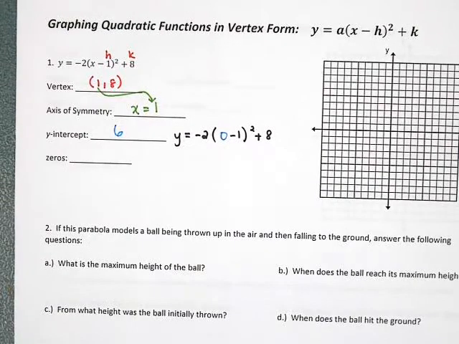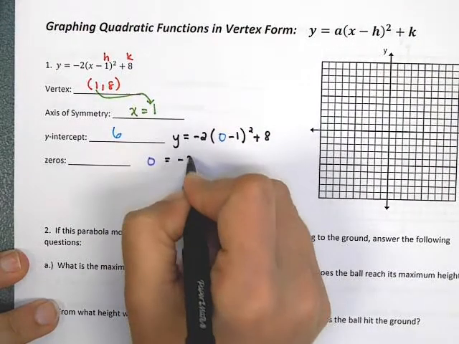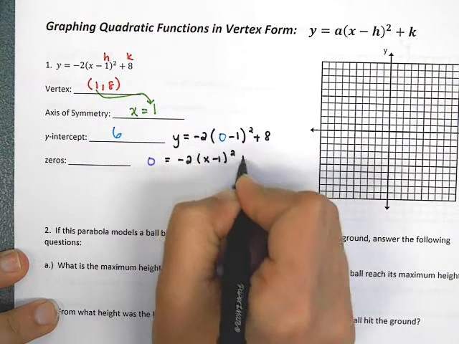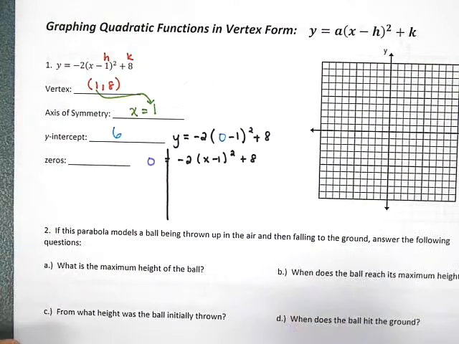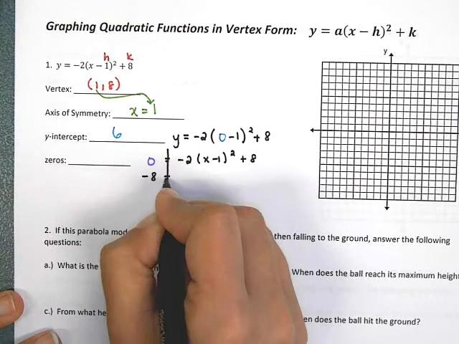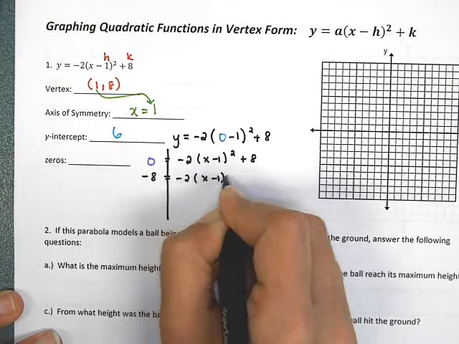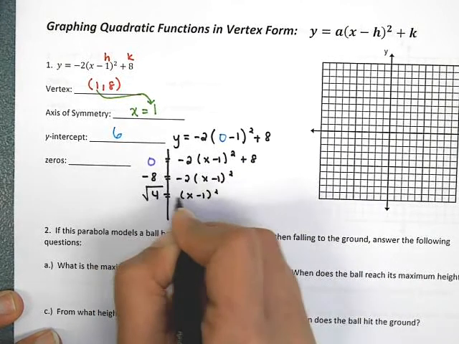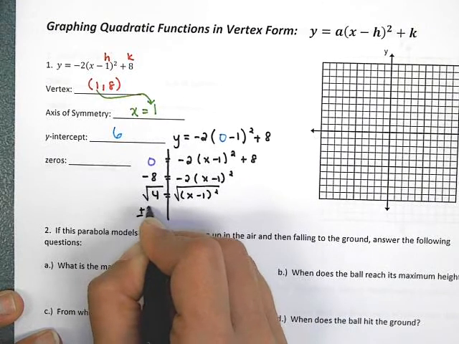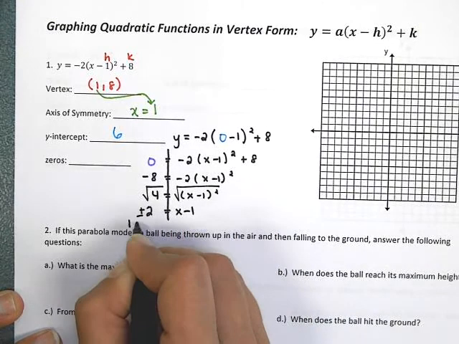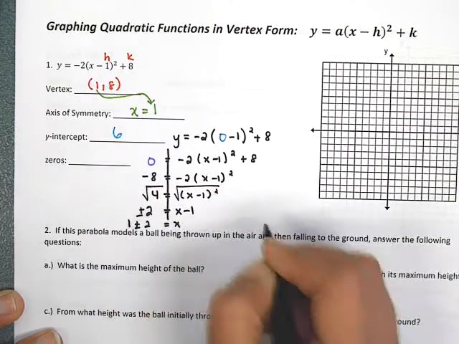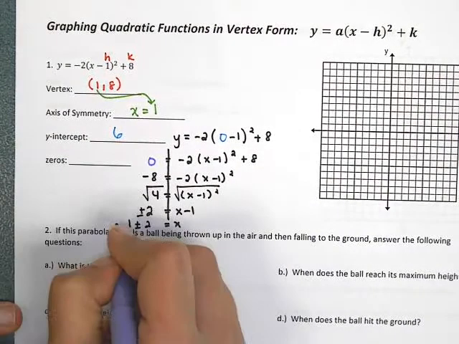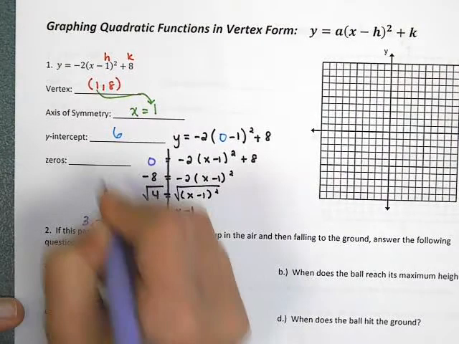And your zeros are going to be whatever you get when your y value is 0. So you would have 0 equals negative 2 parentheses x minus 1 squared plus 8. And we're going to solve this by undoing. So I'm going to subtract the 8 on both sides. I'm going to divide by the negative 2. I'm going to square root both sides. And I'm going to add 1. So I'm going to have two answers. 1 plus 2 is 3, and 1 minus 2 is negative 1.